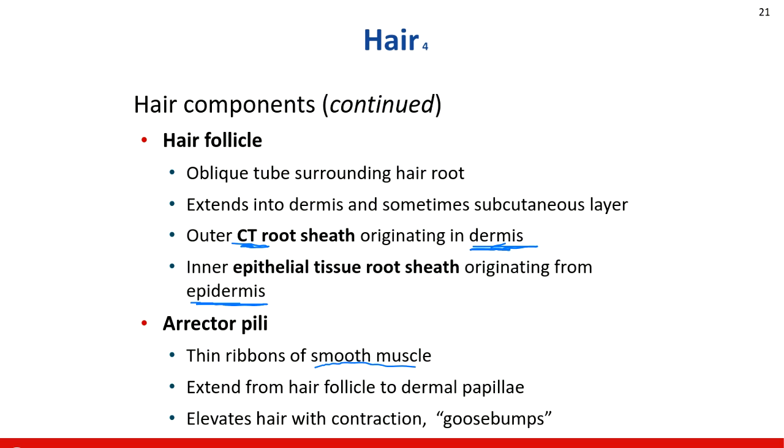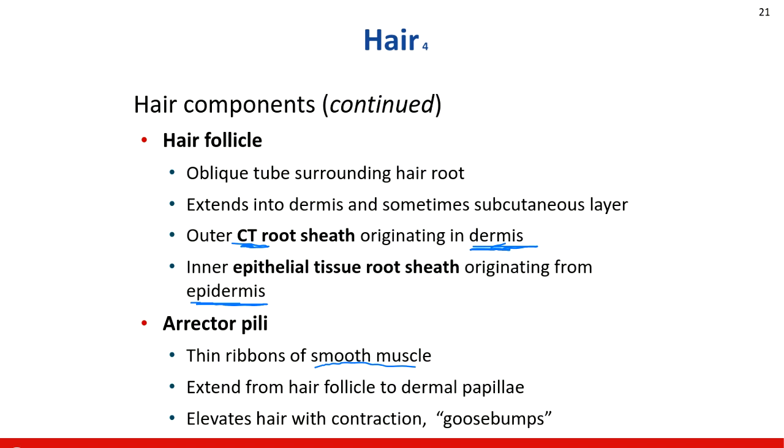You've probably heard of the term goosebumps, but I've also heard it referred to as goose flesh, which I don't know where that originated from. But that is the muscle that'll give you the goosebumps, because when it contracts, it pulls on the hair follicle, and it creates that small bump that you can see on the surface of your skin.